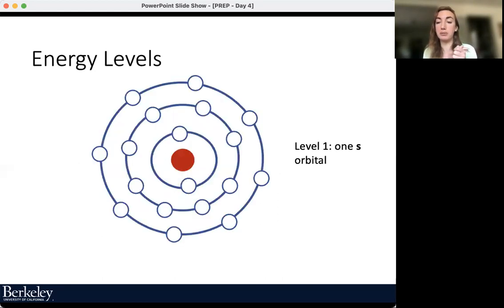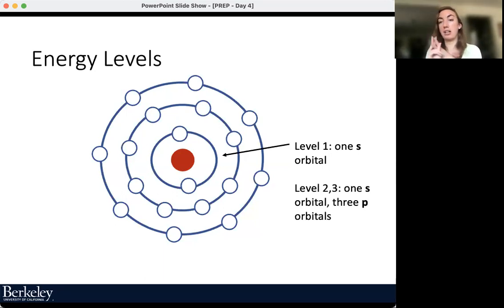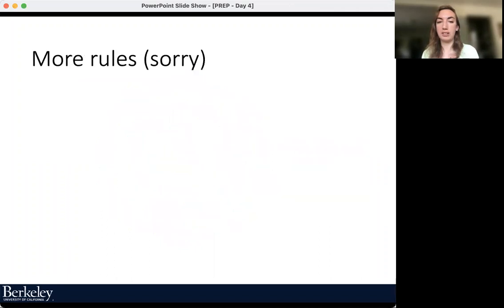So going back to our shelves and the rings on those shelves, the first level holds 2 electrons at most, and it does that in 1 S orbital. The second and third levels, like we said, both hold 8 total electrons. And so there's 1 S orbital, which can hold up to 2 electrons, and 3 p orbitals, which can hold up to 6 electrons. So that's the structure of the first, second, and third levels. And again, I'll draw this out, hopefully on the next slide.